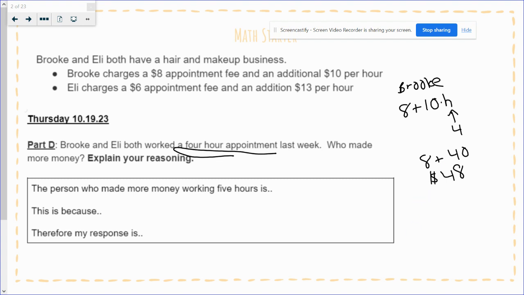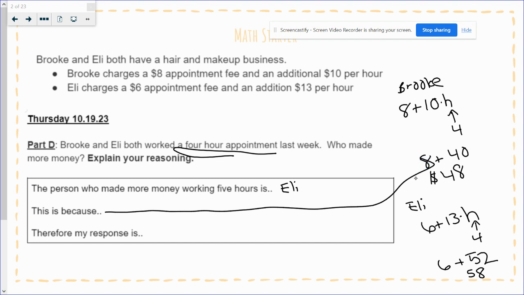That is $48. All right, now let's look at Ellie. Ellie has a $6 fee plus $13 per hour. If I plug in 4 for the number of hours, if she worked 4 hours, 13 times 4 would give us 52, plus $6 gives us $58. So Ellie made more money. And this is because you should be explaining how you got the amount for 4 hours for both of them. Therefore, my response is Ellie.